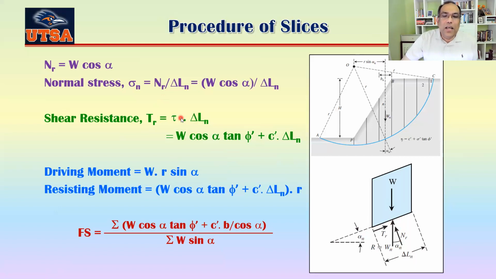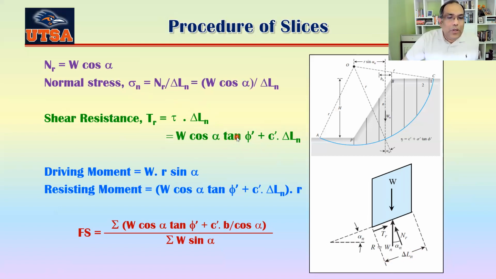Now you can just put the values here because you know that tau equals sigma tan phi prime plus c prime. Once you multiply that with the area, okay? So the area is delta Ln multiplied by 1 in the other side. So you get your TR from there, okay?